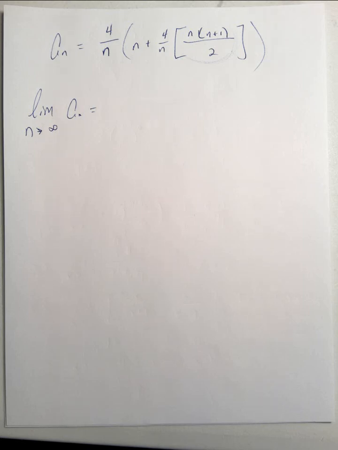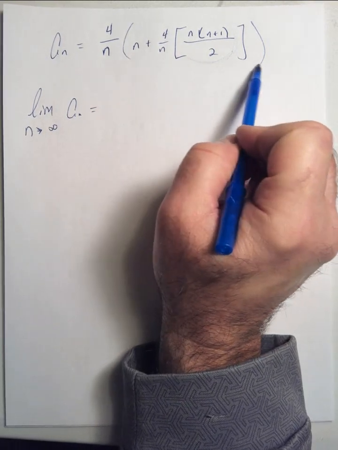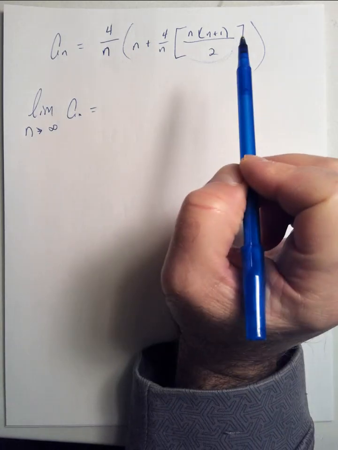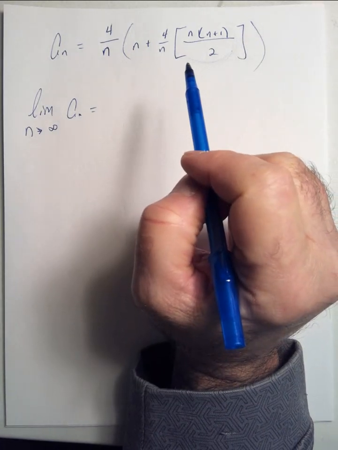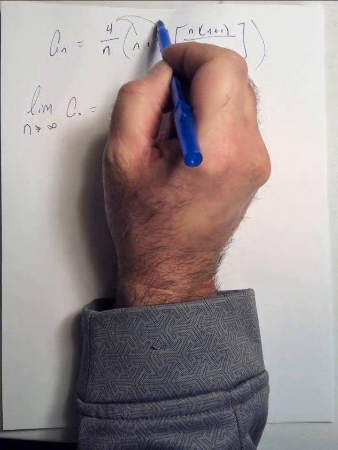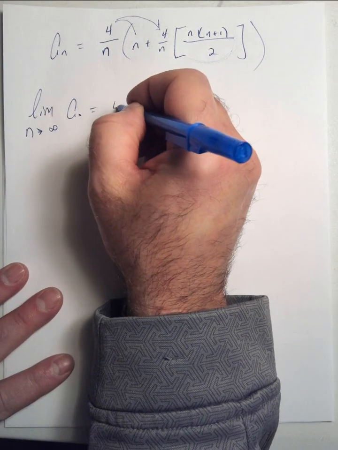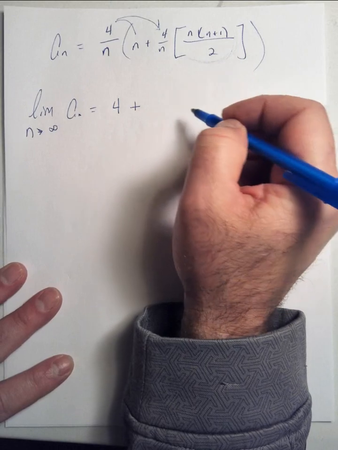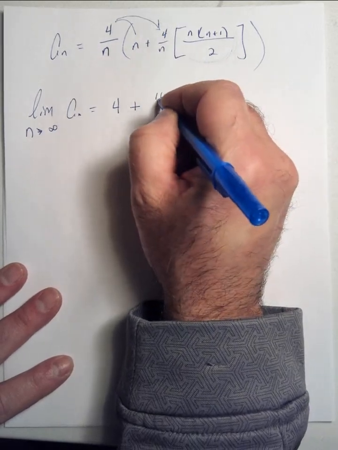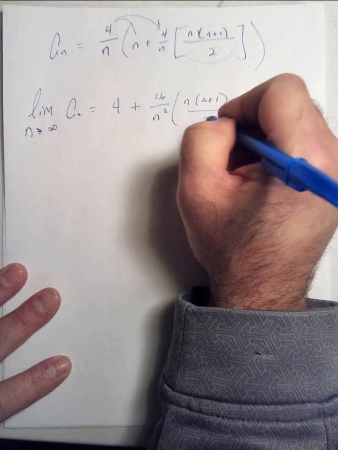Keeping in mind, do we need to completely simplify this? No, we don't. But this 4 over n is being multiplied to this entire series here. So if I were doing this, I would go ahead and make this a little easier to look at by distributing that 4 over n. So that's going to give me 4 plus 16 over n squared times n plus 1 over 2.